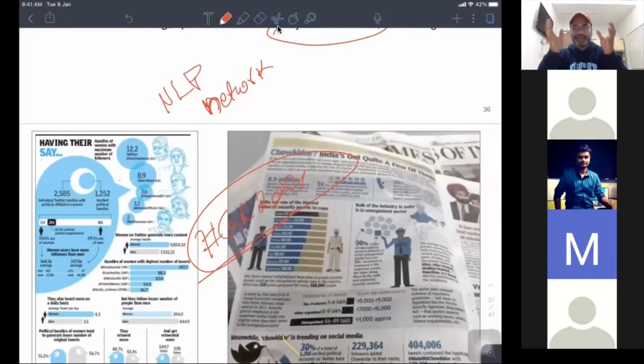Take all the Indian cricket team players, take their Twitter handles, and see what kind of interactions they are having when a match is going on, when a match is going to happen, or in general. These are the kinds of things you can do with networks. Understanding the content itself can happen through NLP.